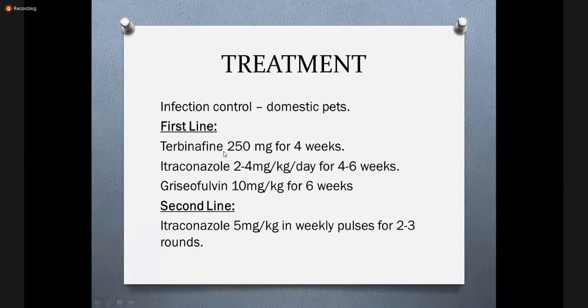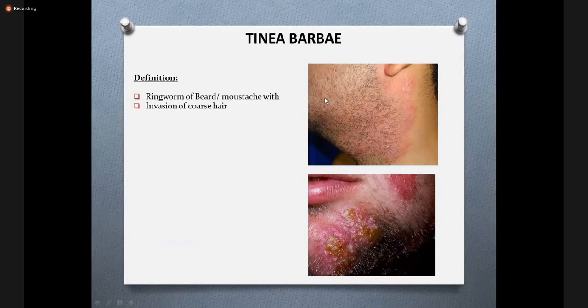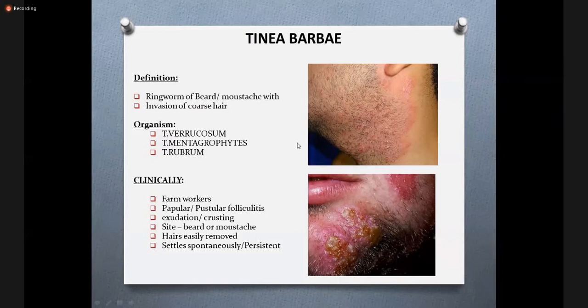Okay, now tinea barbae. Tinea barbae is a ringworm infection of the beard area. The most common cause is Trichophyton species or Microsporum species. You have to remember them; if you remember the full name, then it's very good. It presents as a papular pustular folliculitis. The most common area is the beard, obviously. Hair can be easily removed from this inflammatory area.